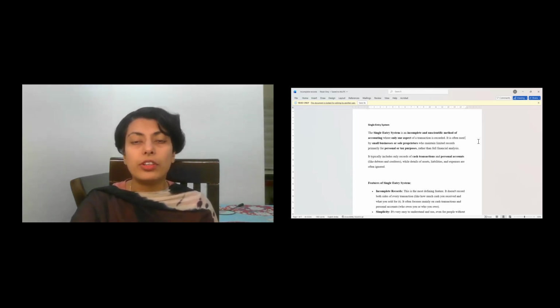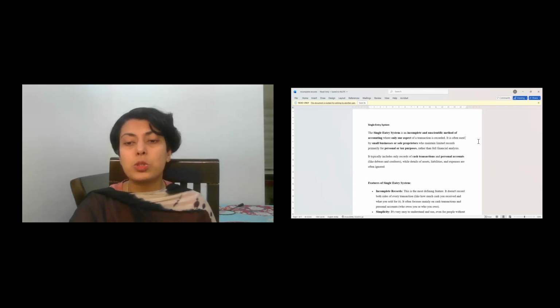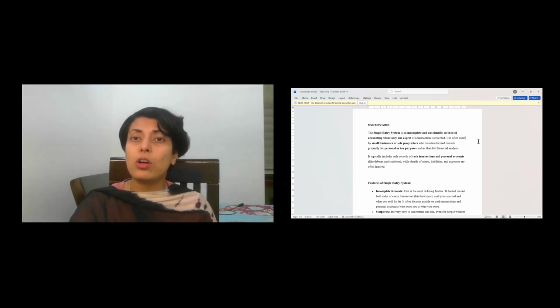Here, the majority of the cash transactions or only the personal accounts are maintained. As we know, in the double entry system, we have personal accounts, nominal accounts, and real accounts, which include all the 5 elements of accounting. Here, all the elements are not recorded. Not both the aspects are recorded. Only one aspect will be recorded, that too according to the convenience of the sole proprietor.